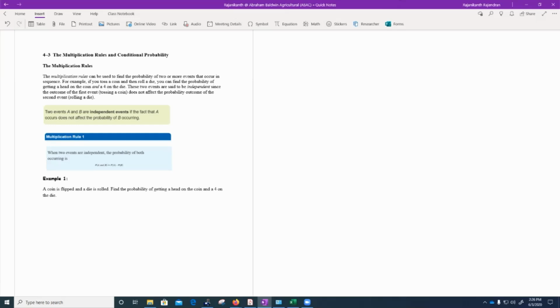Okay, so here we are going to use this formula. The probability of event A and event B will be just the multiplication of the probability of event A and the probability of event B. So simply you find the probability of A and the probability of B separately, then you find the product of those two. So it's going to be the probability of A and B.